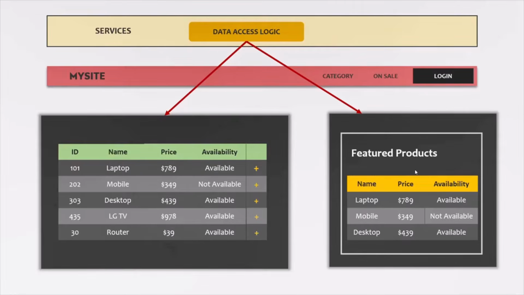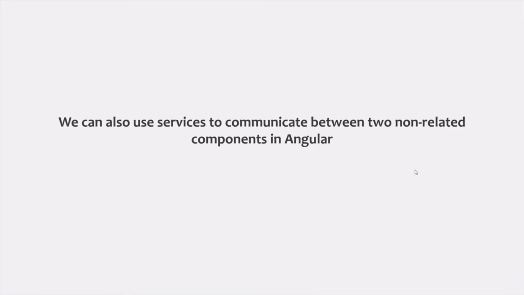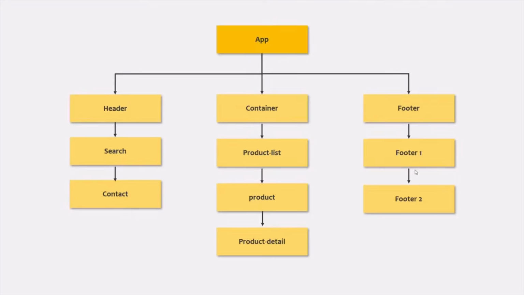Another use case where we can use a service is when we want to communicate between two non-related components. So let's say we have an Angular application and the component tree of that Angular application looks something like this. So at the top, we have our root component, which is the app component. And in that root component, we have header component, container component, and footer component as its child components. And then the header, container, and footer components have their own child components. Now let's say what we want is, we want to pass data from this search component to this product list component. Now, this search component is not related to this product list component in any way.